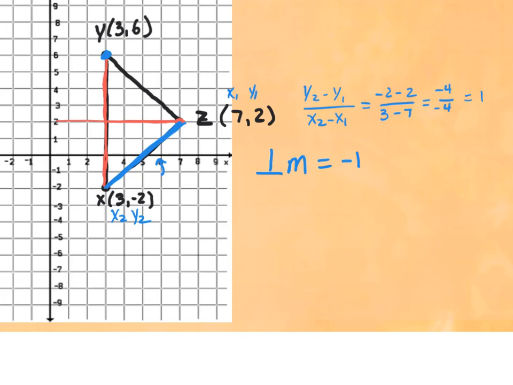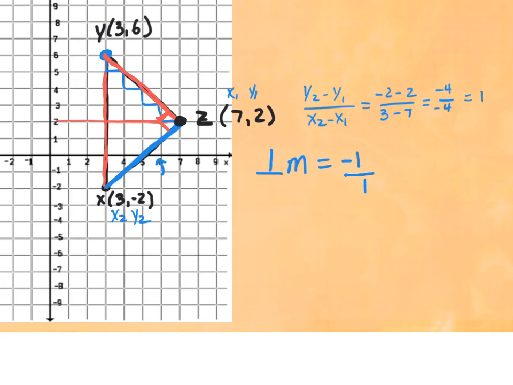So check it out. My line has to go from this vertex up here at y and use a slope of negative 1, or down 1, right 1. Down 1, right 1, down 1, right 1. Oh, it turns out that these two lines actually are perpendicular to each other right there. How did I know that? Because these two lines have opposite reciprocal slopes. I just checked them.